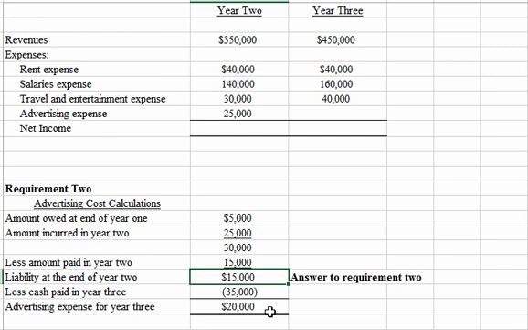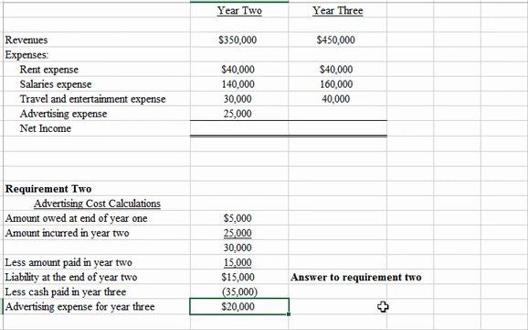We don't owe them anything, though, at the end of year 3. So to get the expense for year 3, we take this $35,000 that we paid them, less the $15,000 that we wiped out from year 2, and that leaves us with advertising expense for year 3 at $20,000. If there were a $5,000 liability at the end of year 3, that expense for year 3 would be $25,000.